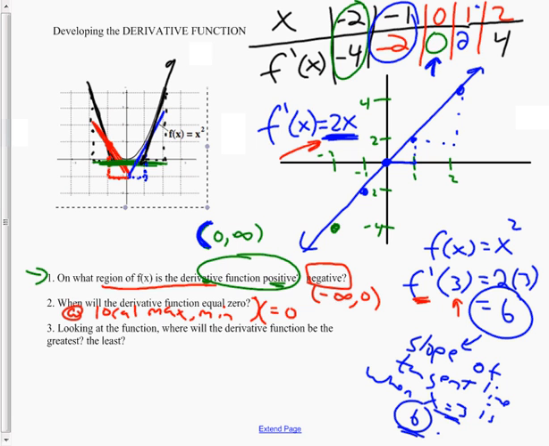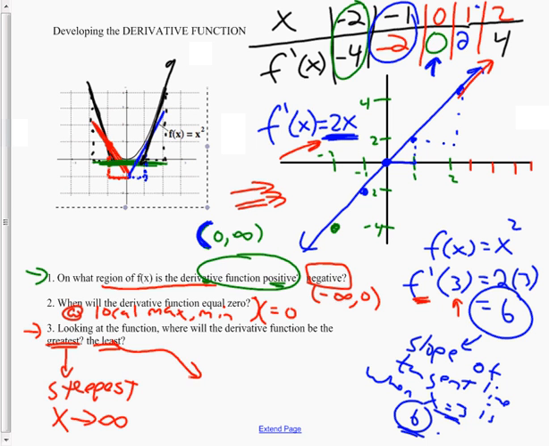And then the last question, looking at the function, where will the derivative function be the greatest and where will it be the least? Well, the greatest really means the steepest. And looking at my derivative function up here, as x goes on and on, my derivative function keeps going up, keeps increasing. So it's going to be the steepest as x approaches infinity. When is it going to be the least, meaning the most negative? Well, that's going to happen down here as x approaches negative infinity.